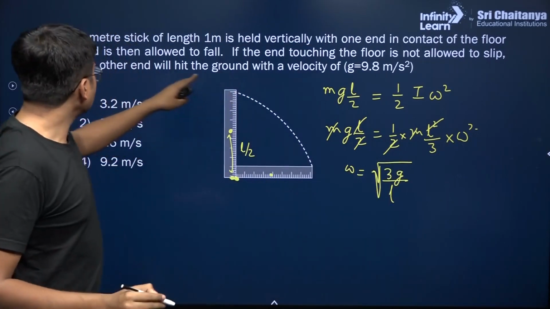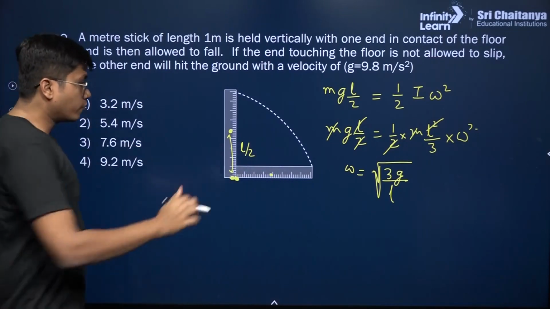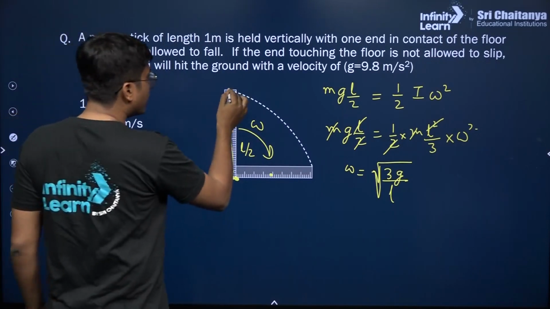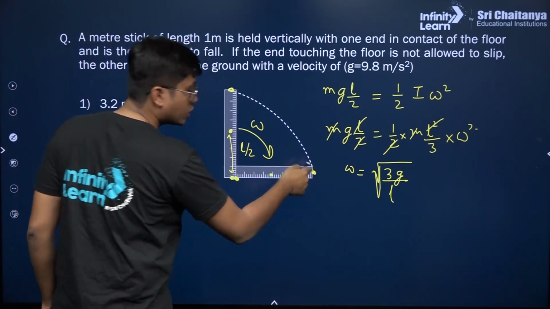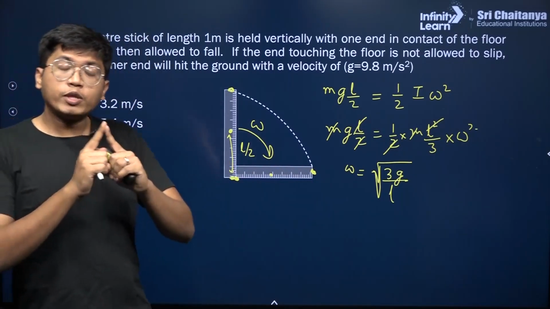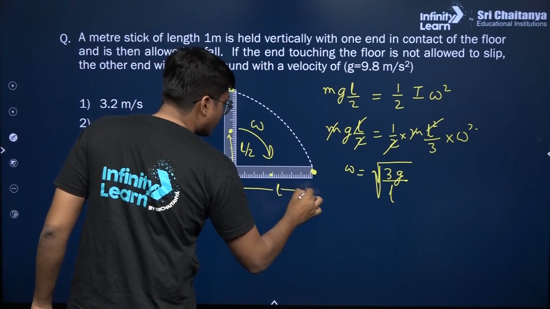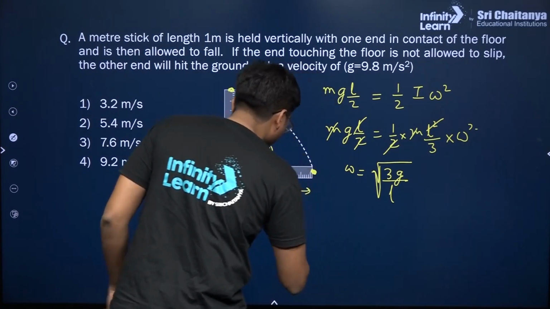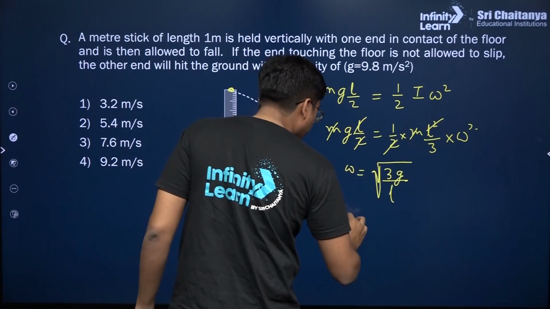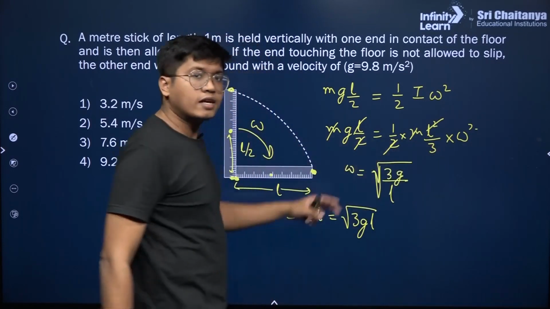Now the question asks us to find the speed of the other end before it hits the ground. So we know the angular speed with which it's turning, but we want the linear speed of this point when it comes here. So how do we find the linear speed? It's just angular speed multiplied with the distance from the axis. The distance of this point from the axis is just the length L, which means v would be equal to omega L, which gives root over of 3gL, because root L will cancel with L to give you another root L.